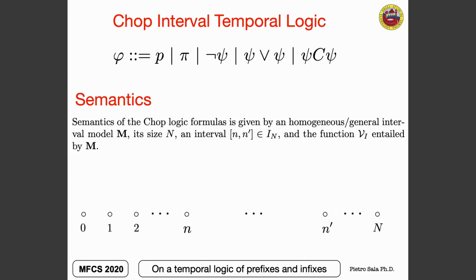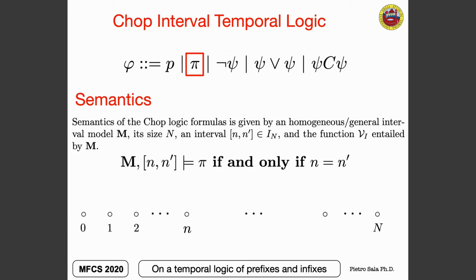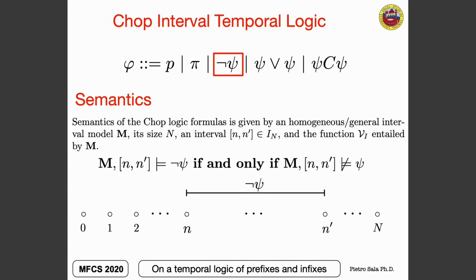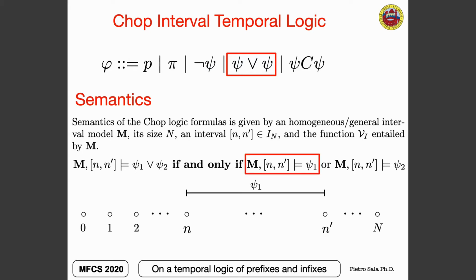The semantics is given over interval models. An interval models P if and only if P belongs to its labeling, and an interval models the constant pi if and only if the interval is a point interval. So basically pi holds over n, over the point, but it doesn't hold over n, n prime if n prime is greater than n. Then you have the negation formula. The negation of a formula holds over an interval if and only if the interval doesn't model the formula.